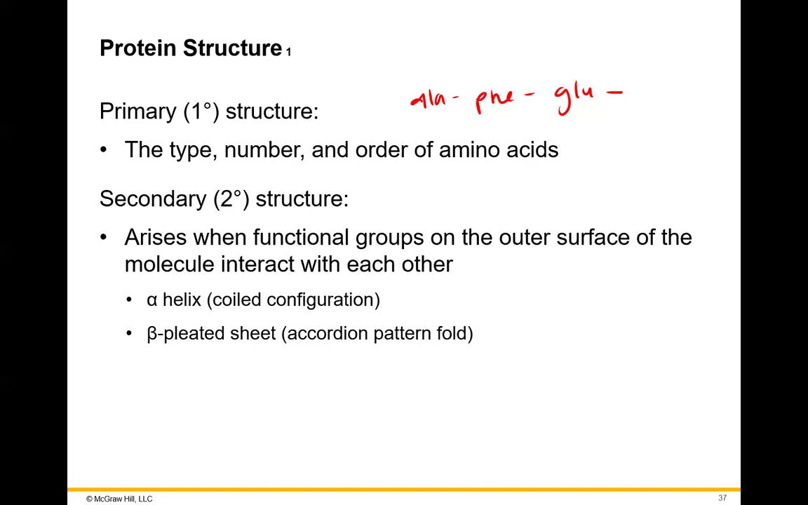Now they're nice fancy names. Possible 21. Okay. That's your primary structure. That's it. It's like how you spell it out. Next is our secondary structure.